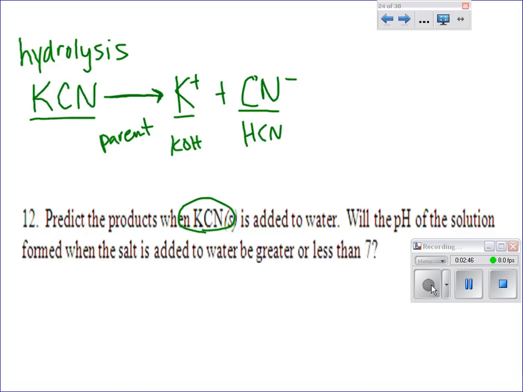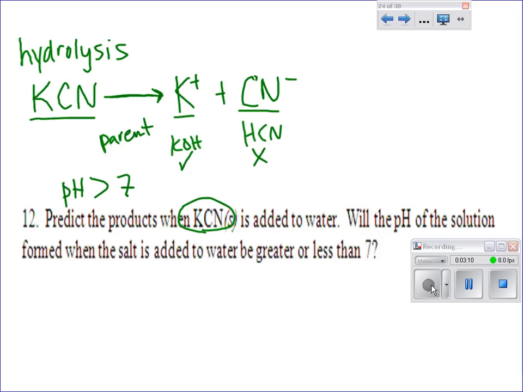In order to determine a quick way to determine the pH of the solution, what you can do is look at the parents and compare their strengths. Which one is stronger, KOH or HCN? KOH is a strong base, HCN is a weak acid. Therefore, when I put this salt in solution, it's going to have a pH greater than 7. Now that's really the shortcut way of doing it.